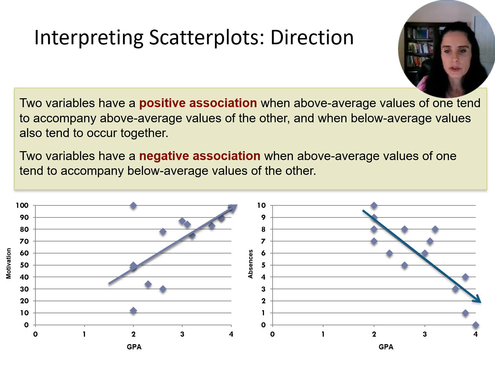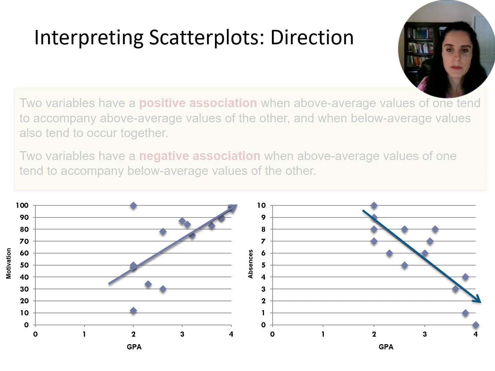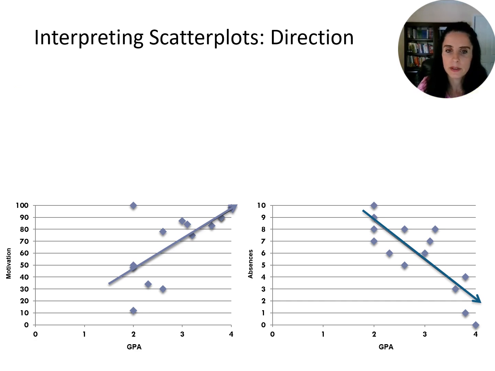One example of such a relationship is the relationship between students' achievement motivation and their GPA. As we can see in the example on the left, when students' motivation increases, their GPA also increases. The arrow indicates the direction of this trend, or the direction of the motivation variable as GPA increases.